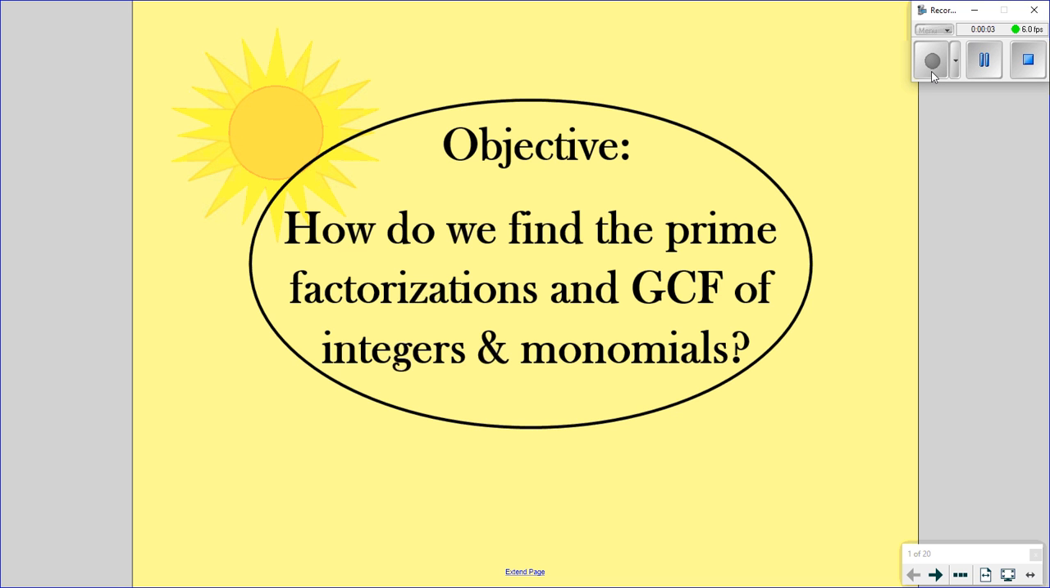Hi, welcome to our new unit, which will be dealing with factoring and quadratic equations. Today's lesson will deal with GCF, factors, and factoring with the distributive property. So the objective today is how do we find the prime factorization and GCF of integers and monomials. During the second half of this lesson, I will give you the second objective that will deal with the second part of this lesson.